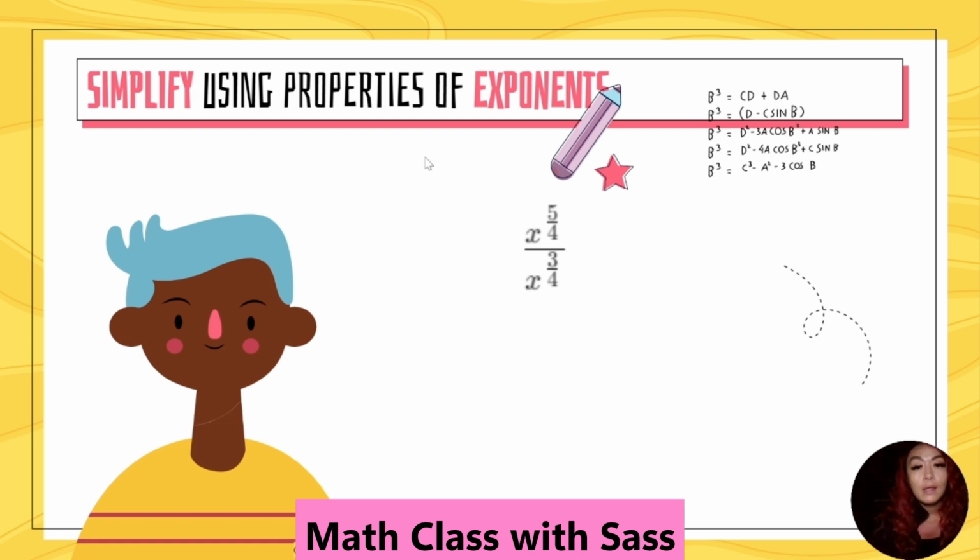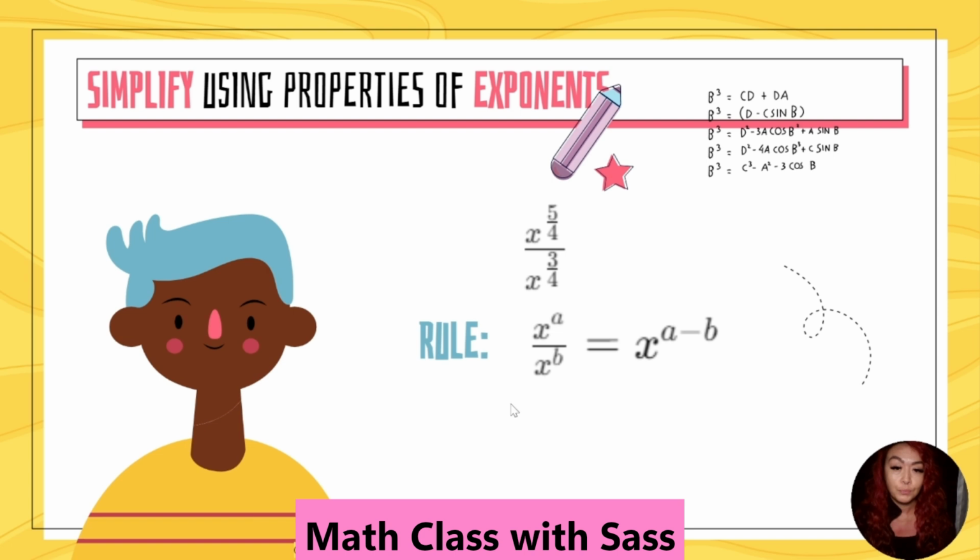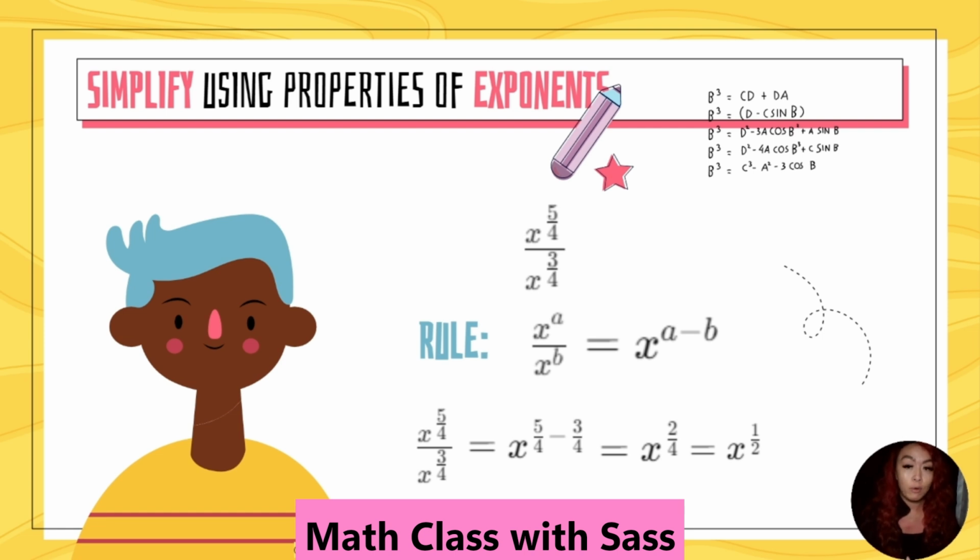Let's take a look at this one. X to the 5 over 4 over x to the 3 over 4, right? This is a quotient. This is the quotient rule of exponents, the quotient property. Right, so we're going to subtract the exponents. So we can rewrite this expression as x to the 5 over 4 minus 3 over 4, which is x to the 2 over 4, which reduces to x to the 1/2. And now we're in exponent form. We can rewrite this in radical form as the square root of x.